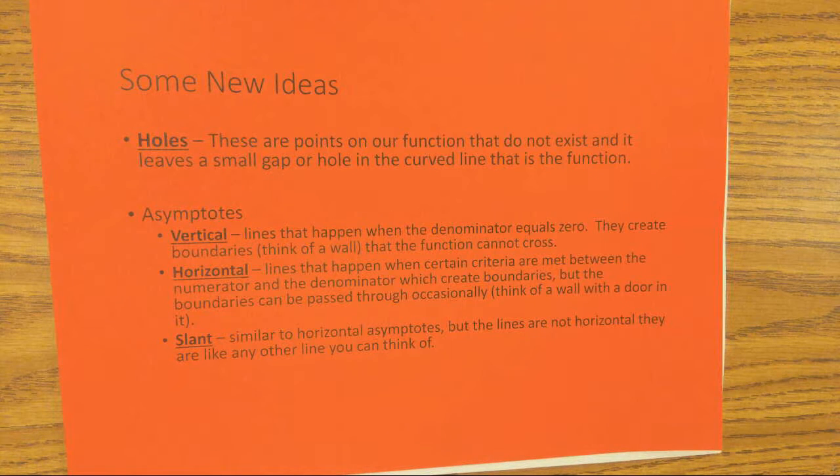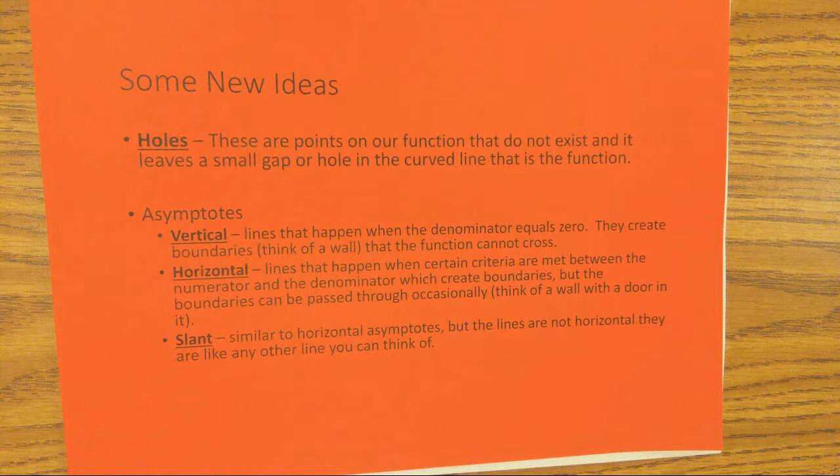Another new idea, which you may have heard before, was an asymptote. There are several types of asymptotes. We have vertical asymptotes, horizontal asymptotes, slant asymptotes. Sometimes these slant asymptotes, people will call them oblique asymptotes as well.